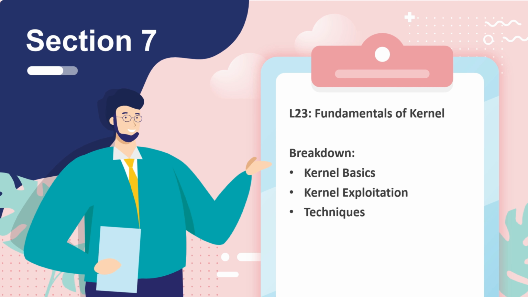The second one is kernel exploitation. So kernel exploitation involves finding and exploiting vulnerabilities within the kernel to gain unauthorized access or control over the system. So common kernel vulnerabilities include buffer overflow, use after free, race conditions, and integer overflows. Exploiting the kernel often requires a deep understanding of operating system internals, memory management, and processor architecture.